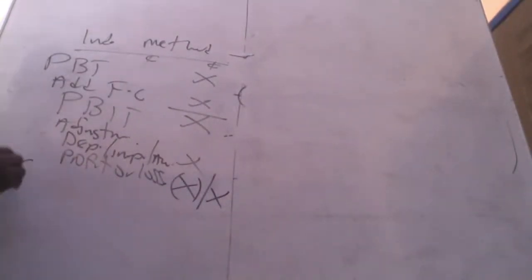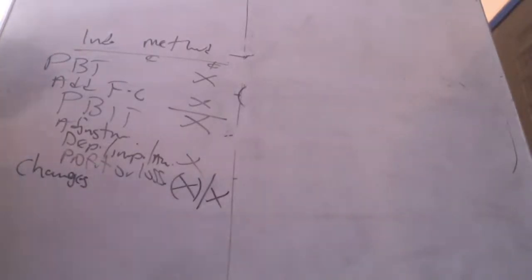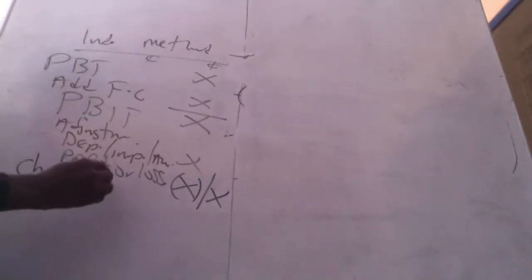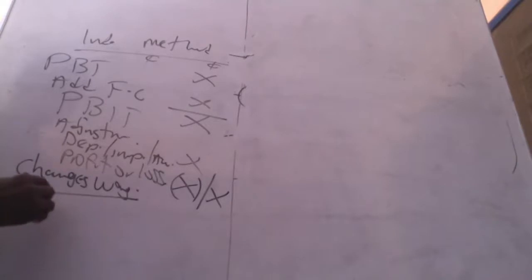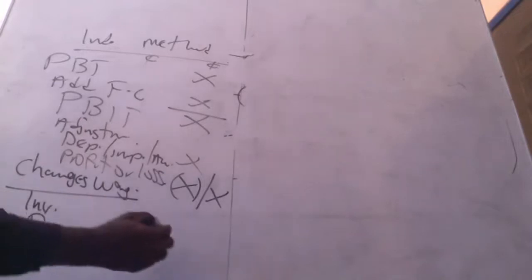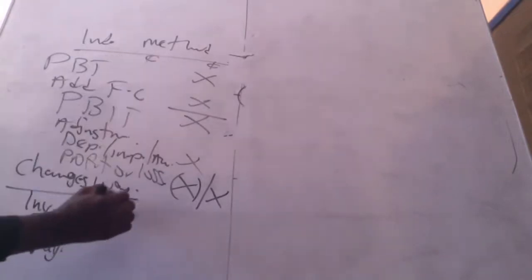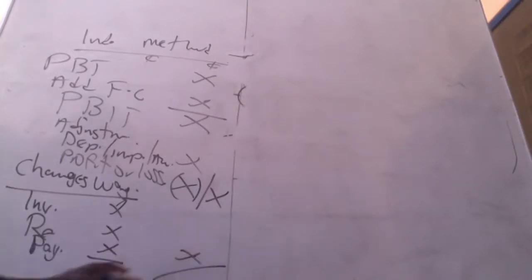Then changes in working capital. So do those workings for it. That's the inventory, receivable, and then the payable, the movement in it. Check the first video to get a bit of it. So the changes, you add all the changes, sum them up, bring them here.